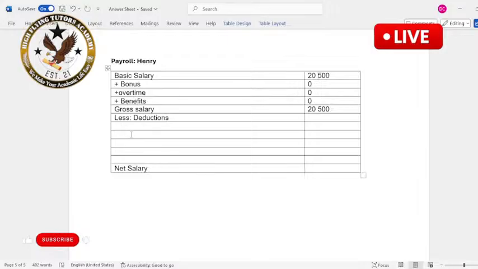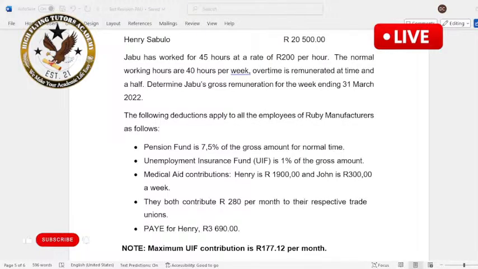All right. So now I want us to go back to the question to identify the deductions that were given. For Henry, they say you use normal time. You're just going to use that gross salary to calculate the pension fund. So number one, they say deductions, pension fund is 7.5% of the gross amount for normal time. So obviously for Henry, we just have normal time. So that means we're going to use 20,500. Right, so now let's go and calculate the pension fund for Henry.